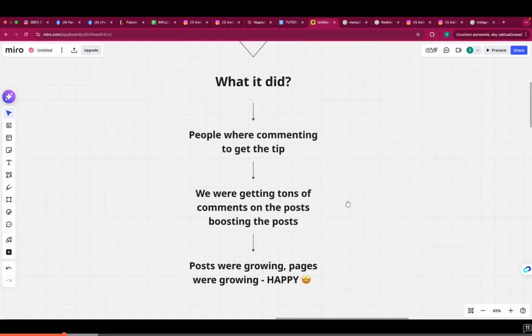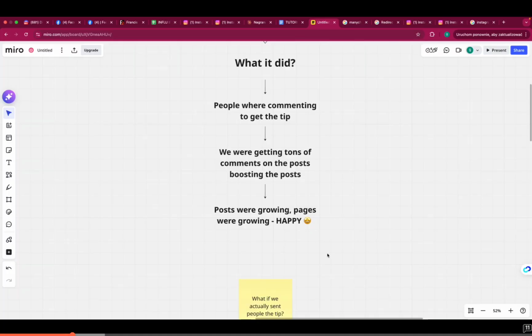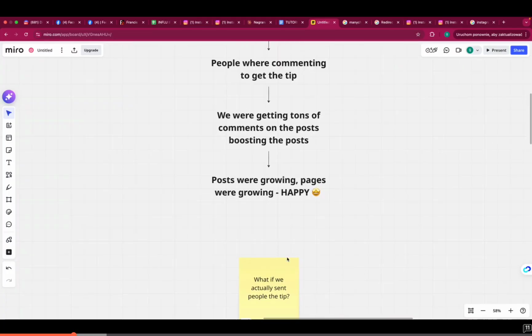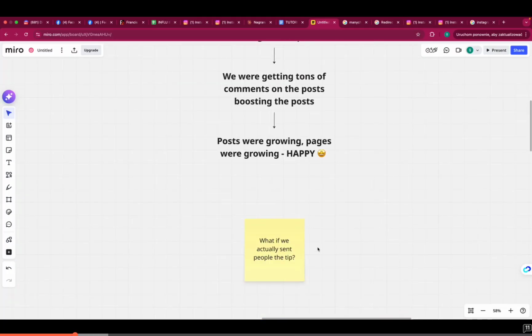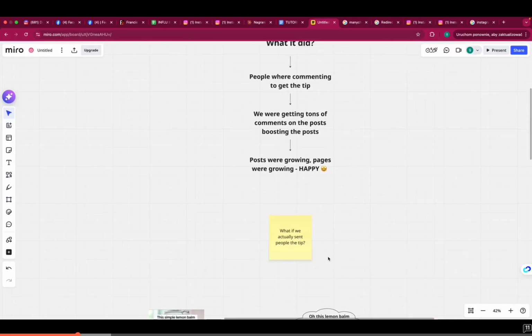People were commenting because they wanted to get the tip. We were getting tons of comments under our posts, and it was pretty cool. The comments were boosting the post, and everybody was happy. But then we started thinking, what if we actually sent people the tip? And this is exactly where ManyChat comes into play.